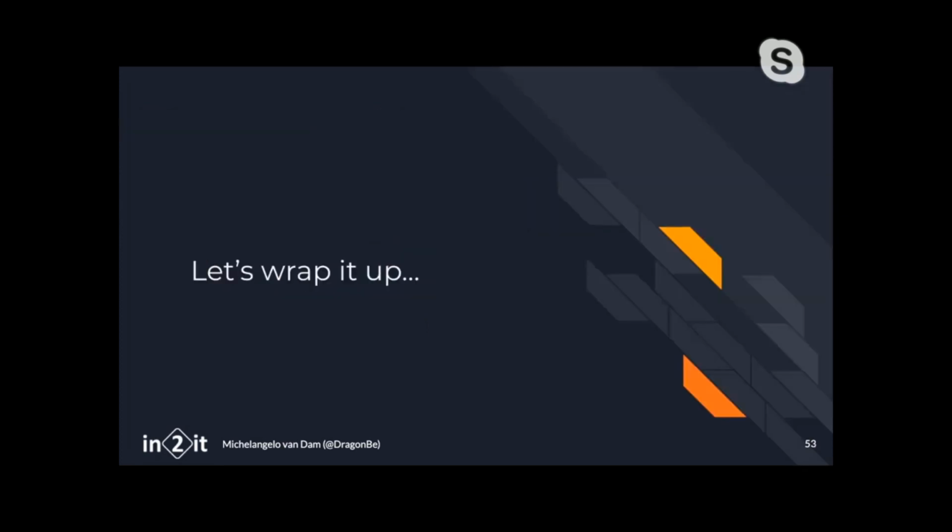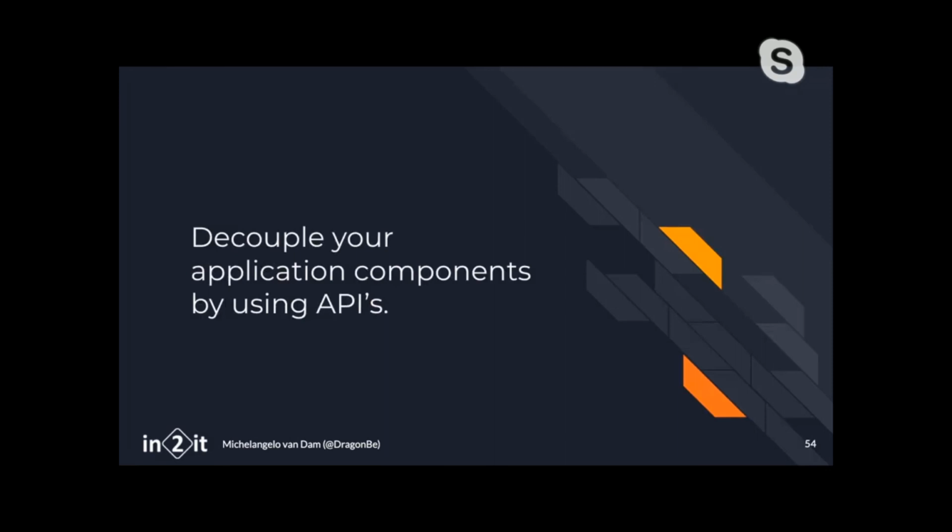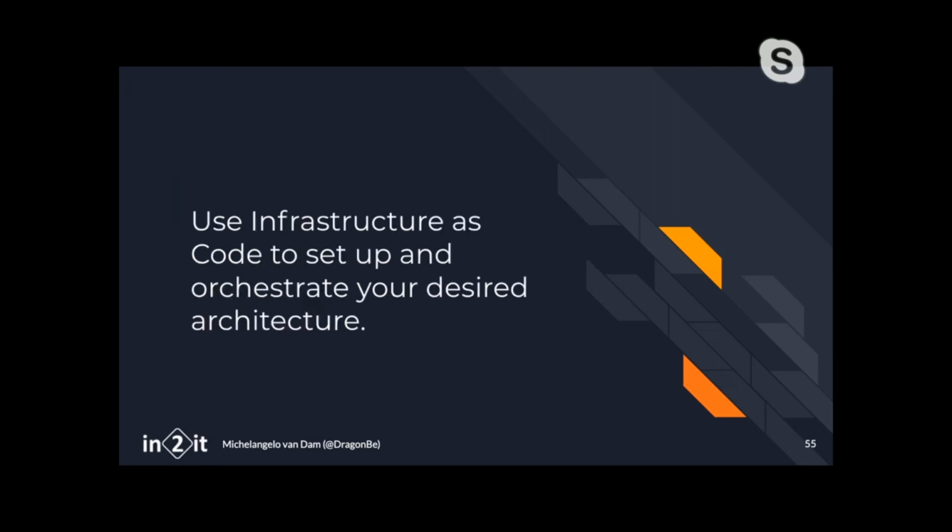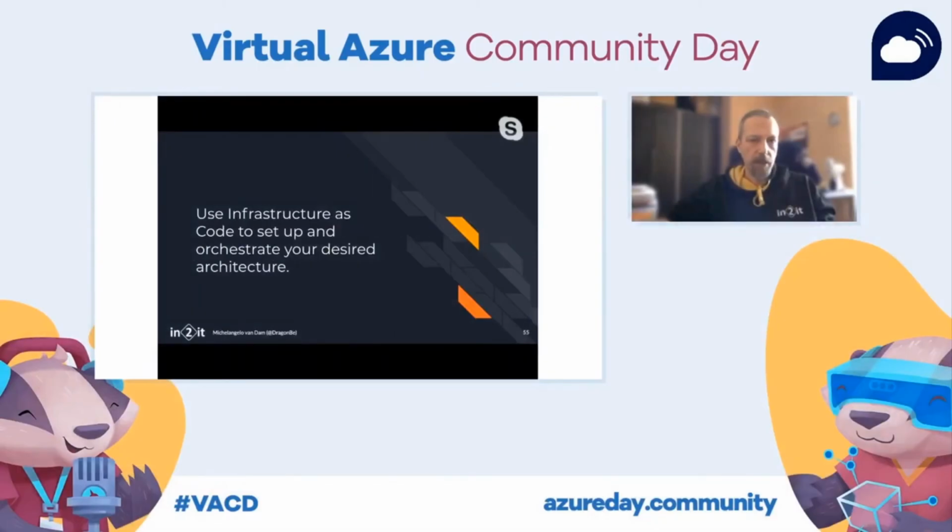So let's wrap it up. Decouple your application components by using APIs, and thankfully in the PHP world we already have this built into most of the applications. So for us it's really an advantage. We use infrastructure as code to set up and orchestrate the desired architecture. So we can automate it and repeat it as many times as possible.